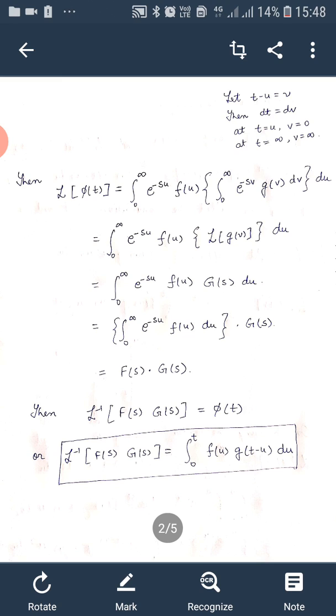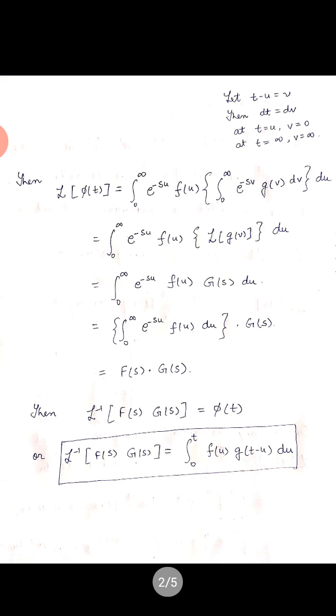Now again, if you observe, what we have in the curly bracket is nothing but the Laplace transform of a function f(t), which we have assumed is equal to F(s). So now if we take the inverse Laplace transform, this equation takes this form: the inverse Laplace transform of F(s) times G(s) will become phi(t). And what is our function phi(t) here? That was considered in the integral form, and it is nothing but the integration from 0 to t of f(u) times g(t minus u) du, and that's the proof of this convolution theorem.